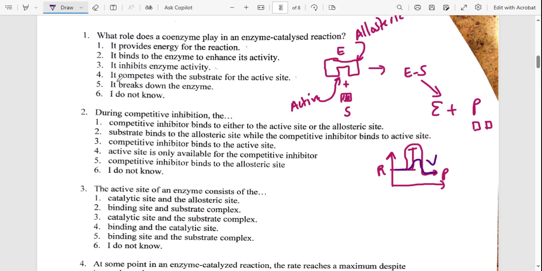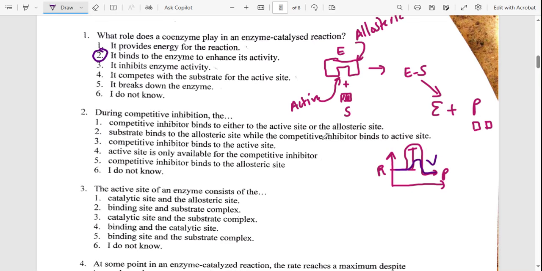So question 1 is saying, what role does a coenzyme play in an enzyme catalyzed reaction? As we have said, it will be able to bind to the enzyme to enhance its activity. Number 2 is saying during competitive inhibition, the competitive inhibitor binds to either the active site or allosteric site. That's not true. Competitive inhibition is just binding to the active site. Next is saying substrate binds to the allosteric site while the competitive inhibitor binds to the active site. This is also not true.